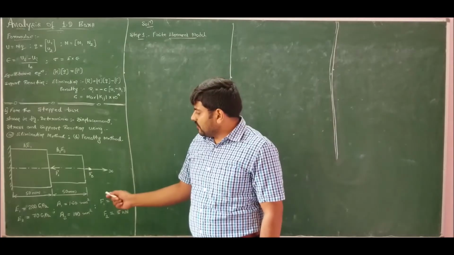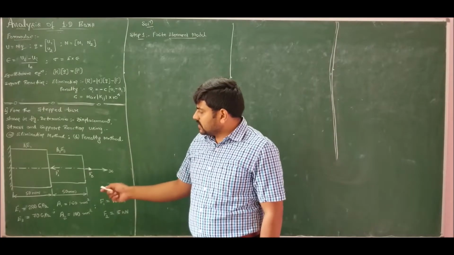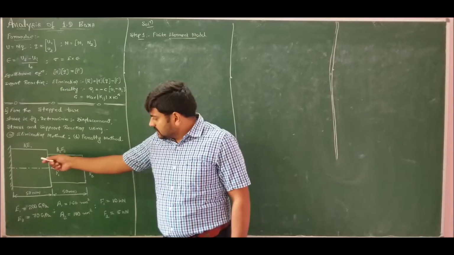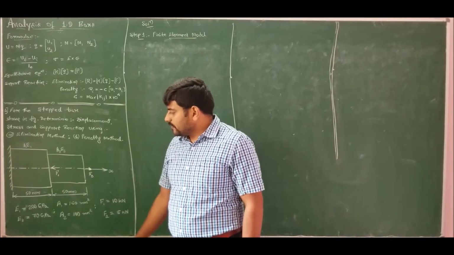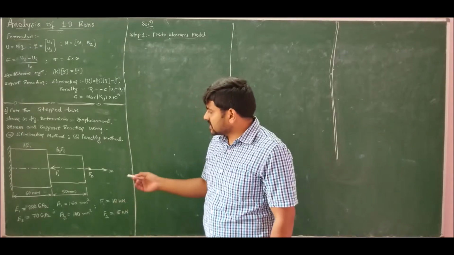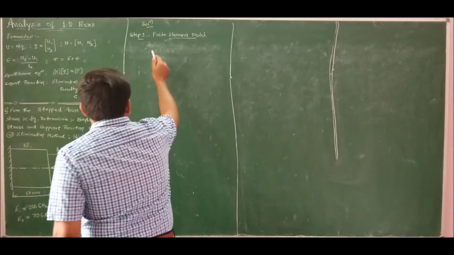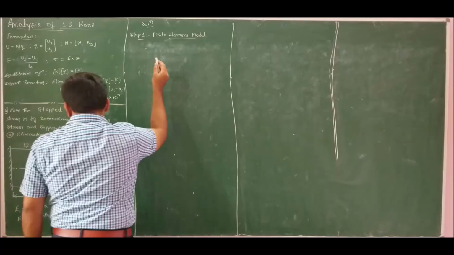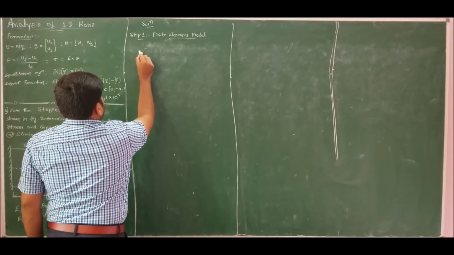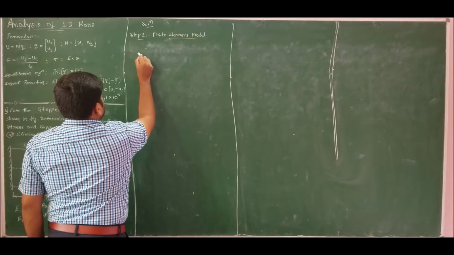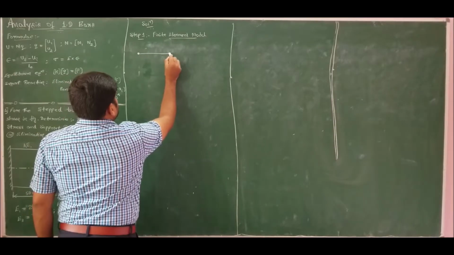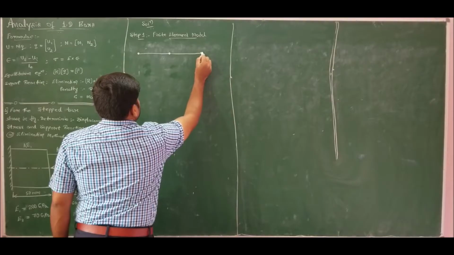By seeing the value of Young's modulus, we can understand that element 1 is mild steel and element 2 seems to be aluminium. Let us solve this problem. Moving to step number 1, that is the finite element model. By seeing the problem, I can model it with 2 elements and 3 nodes like this. We can place 3 nodes.